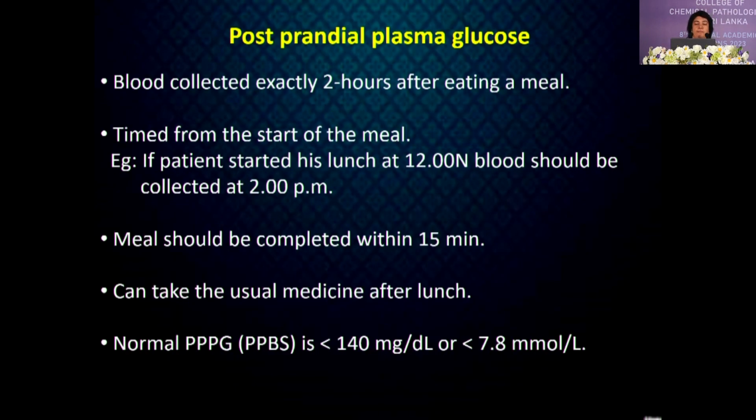The postprandial plasma glucose is blood collected exactly 2 hours after eating a meal. The time should be counted from the onset of the meal, not the finishing time. The meal should be completed within 15 minutes. The patient can take the usual medicine after the meal, and the normal postprandial plasma glucose is less than 140.